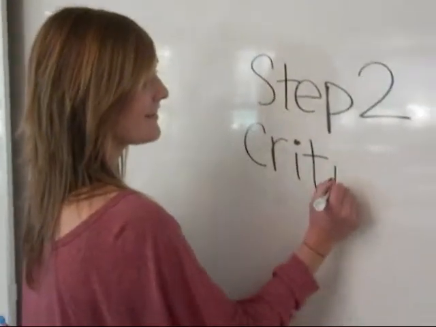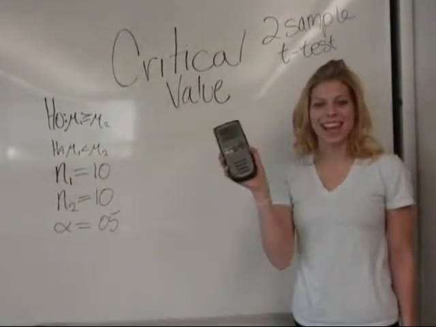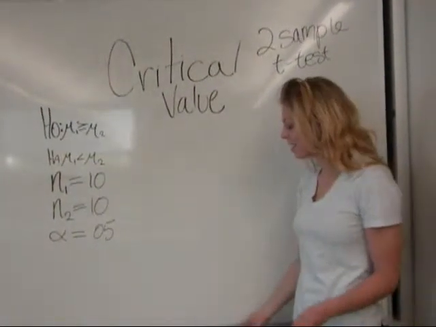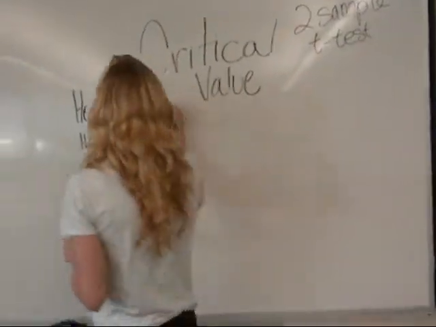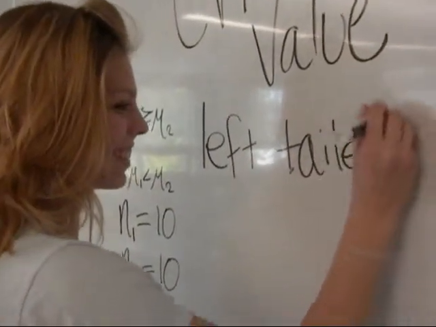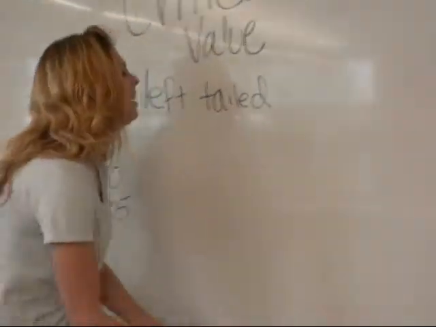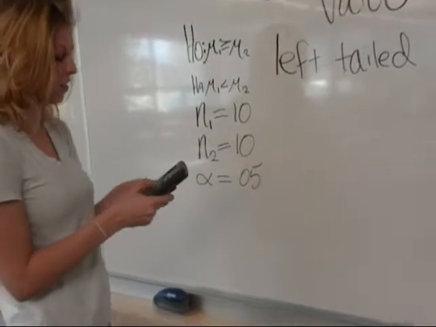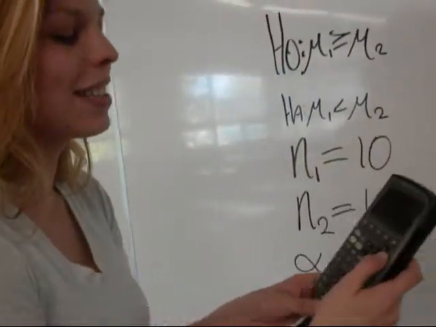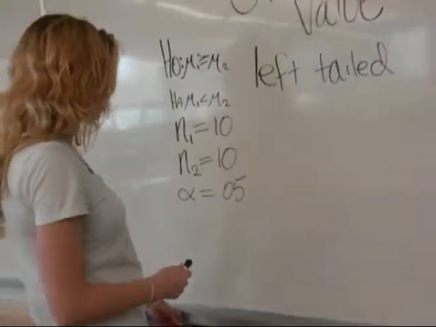Step 2, critical value. To find our critical values, we're going to use our TI-89 calculator. But first, we have to look at the test and decide which kind of test it is. So this is a left-tailed test. After you determine that it's a left-tailed test, you go to your calculator, and in your stats list editor, you click F5, and you go to inverse T. And for your area, because it's a left-tailed test, your area is alpha.